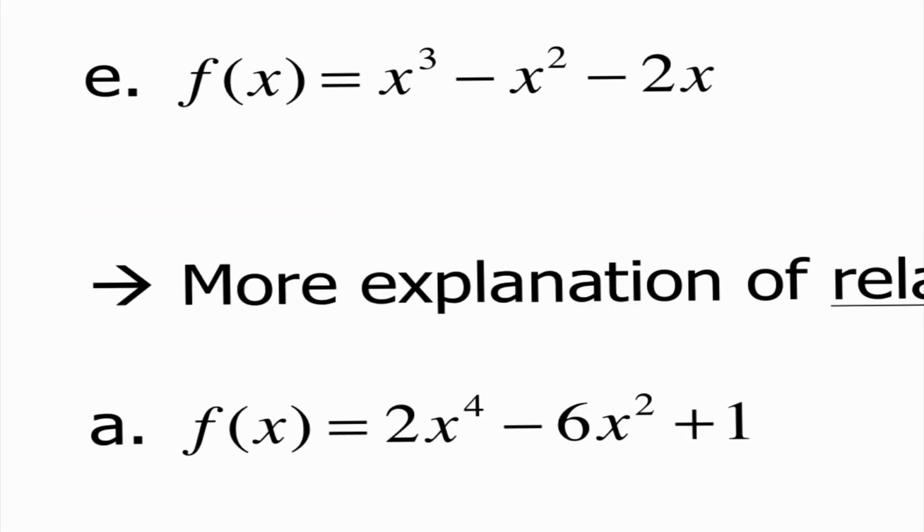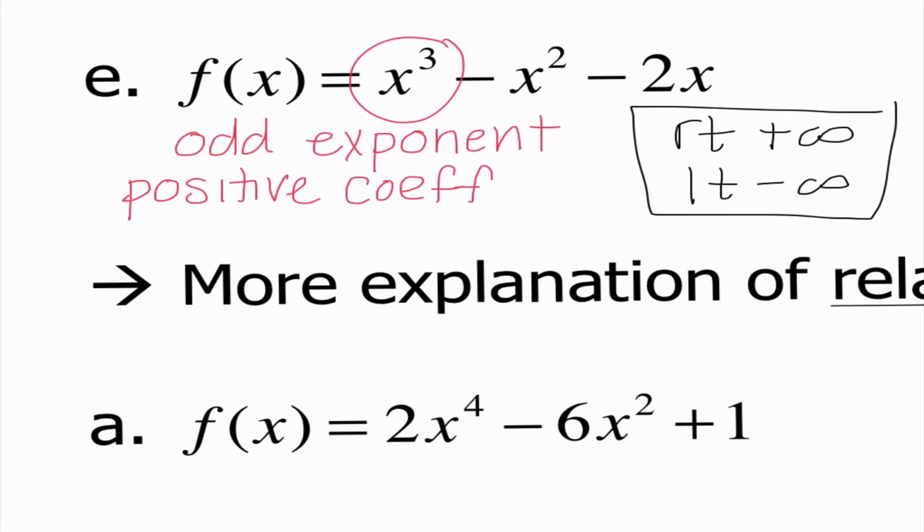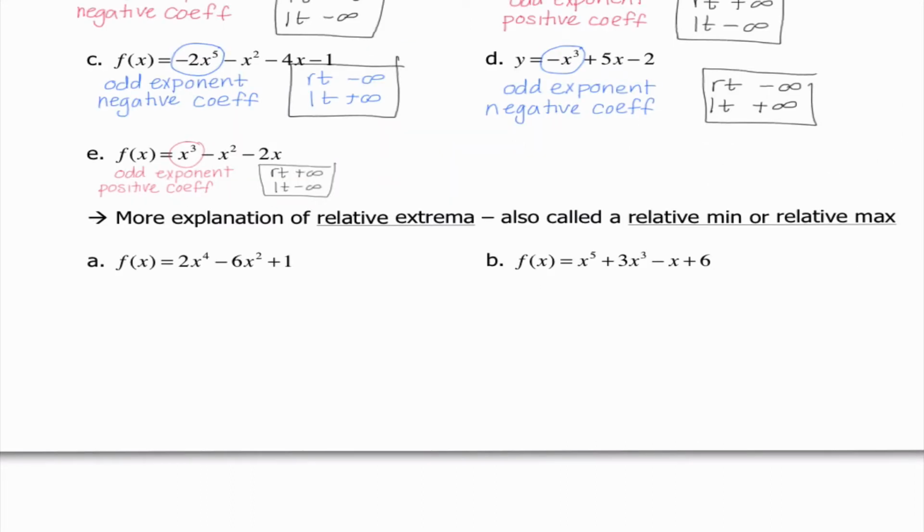Last but not least, E. I'm looking at x cubed here, and I have an odd exponent with a positive coefficient, so that means that to the right, it's going to +infinity, and to the left, it's going to -infinity. This is not tricky at all, but we do need to spend some time memorizing what's happening.